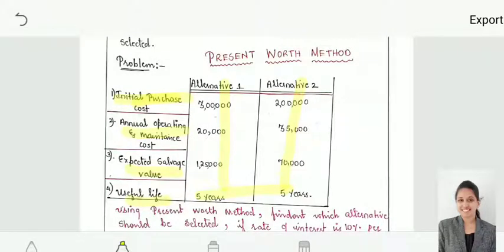So here the initial purchase of alternative 1 is 3 lakh, alternative 2 is 2 lakh, whereas the annual operating and maintenance cost of alternative 1 is 20,000, whereas alternative 2 is 35,000. Expected salvage value is 1,25,000 for alternative 1 and 70,000 in alternative 2, and useful life is the same, that is 5 years.